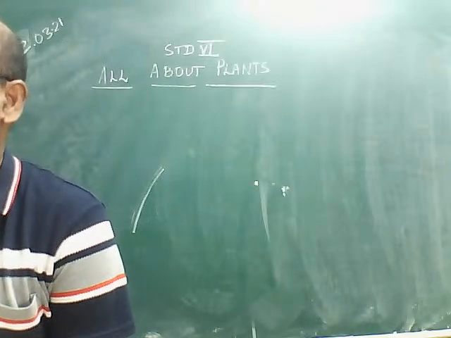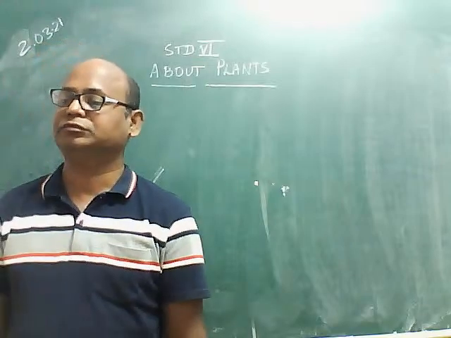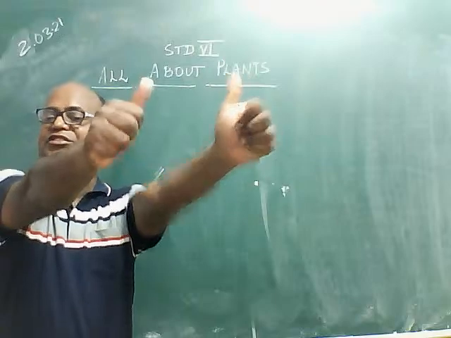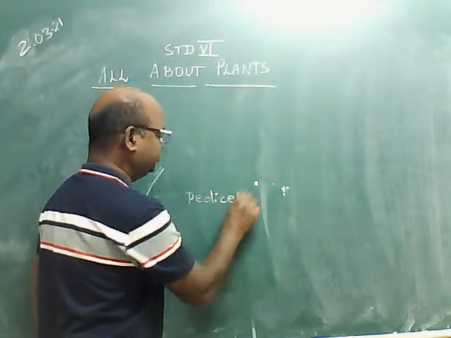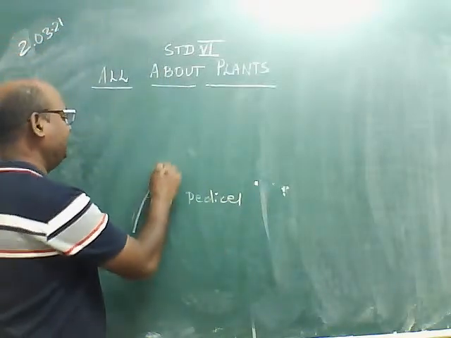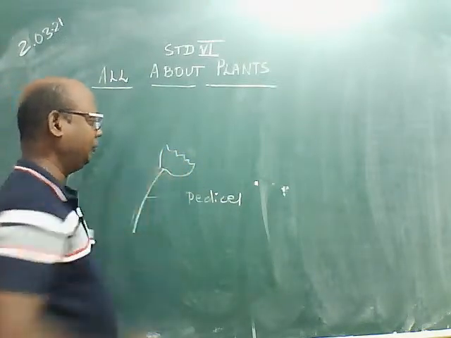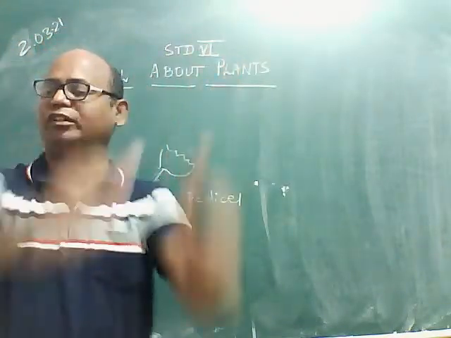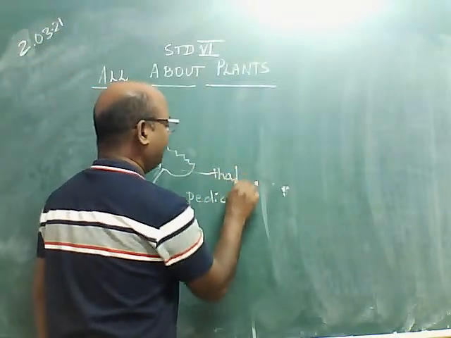Nobody is giving an answer, so I will wait. Then I will write. Yes, Elias has given a very correct answer. Very good, Elias. That is known as pedicel. The stalk of the flower is known as pedicel. Then what is the swollen structure at the tip of the stalk of the flower called? Bhavya has given a very correct answer. That is known as thalamus. Very good, Bhavya.